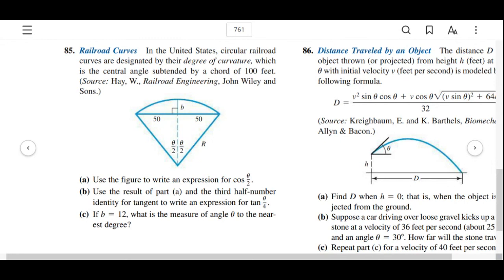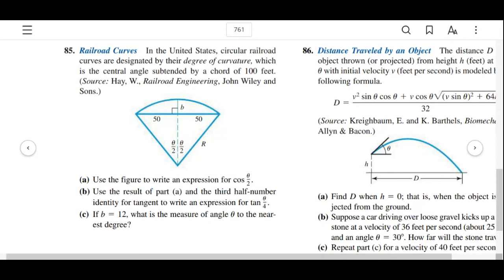Hey, Professor, I don't understand why you mentioned that there is a right angle in order to use a trigonometric function. Okay, so I mentioned that there's a right angle because we are going to use that fact in order to link all these variables together.